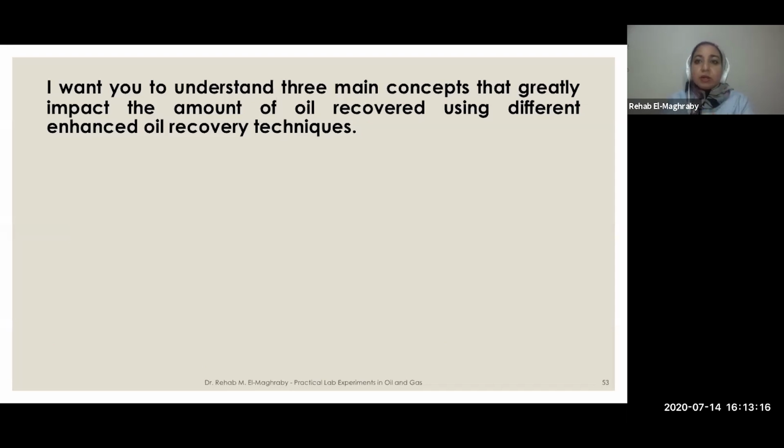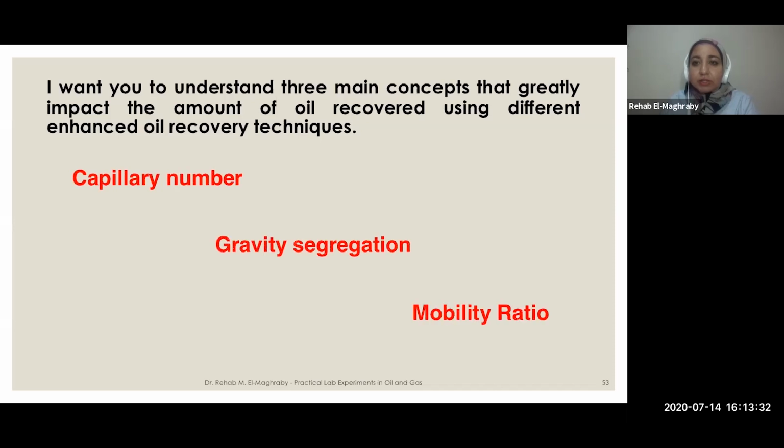There are three concepts that you have to know once you are designing your enhanced oil recovery technique, and these will impact the amount of oil that you are going to recover. The first one is the capillary number, the second is the gravitational segregation, and the third is the mobility ratio. You have to understand these and design your technique around them.